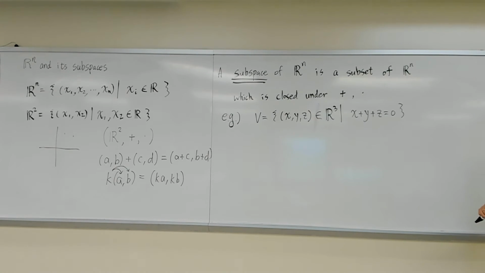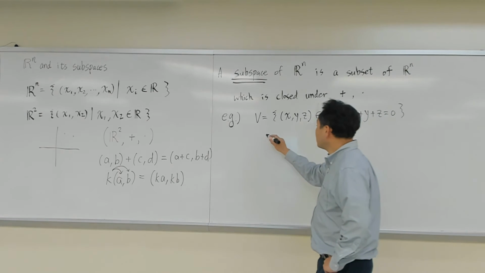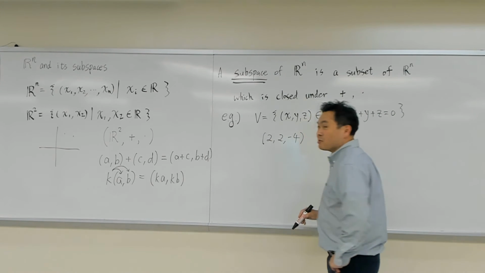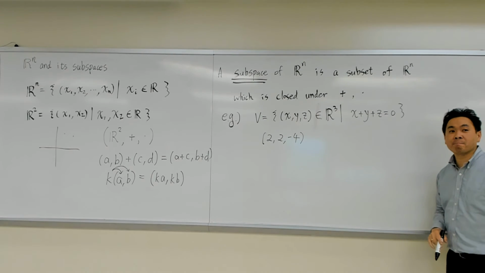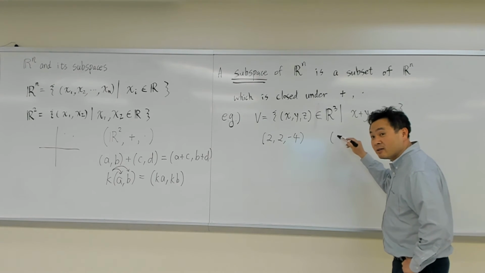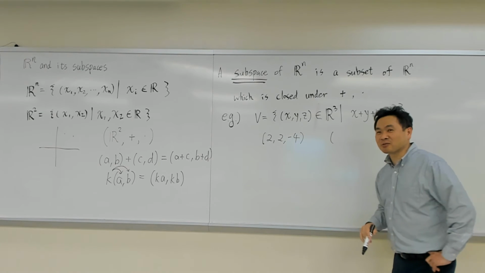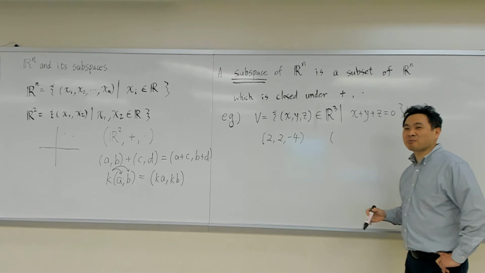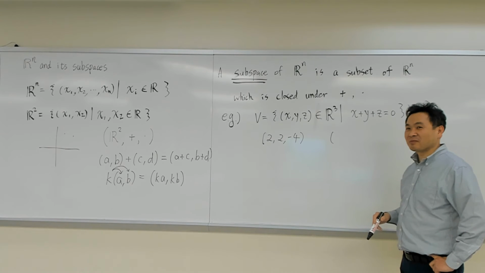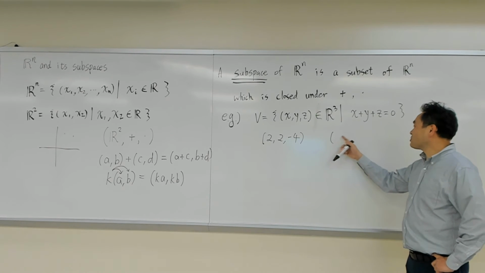2, 2, minus 4. Good. All right, so you have 2, 2, minus 4. Okay. Give me another one. 3, minus 6, 3 what? 3, minus 6. It's not fun. Give me something else, another pattern. 10, 15, minus 25. I mean, you're just adding the two.